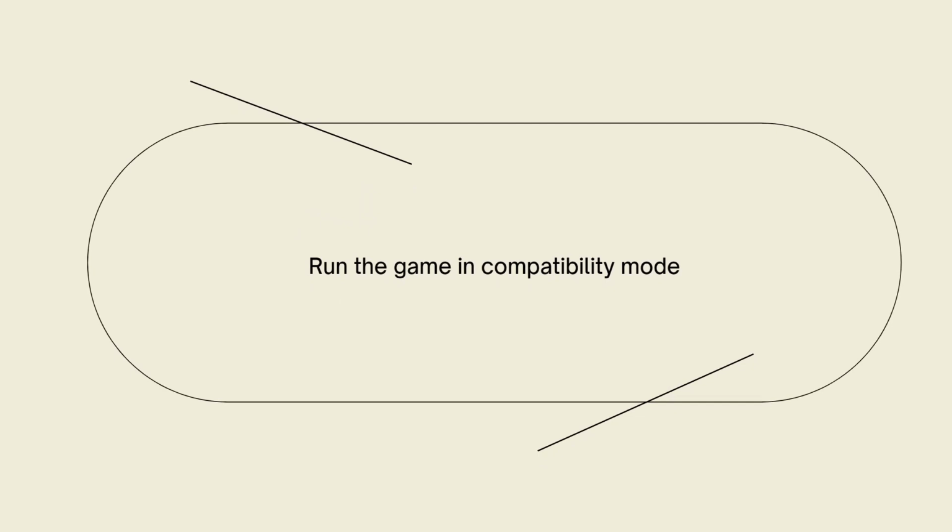Run the game in compatibility mode. Right-click on the Resident Evil 4 executable file, usually named bio4.exe, select Properties, go to the Compatibility tab, and check the box that says Run this program in compatibility mode for. Choose an older version of Windows from the drop-down menu and click Apply to save the changes. Launch the game and see if the error persists.